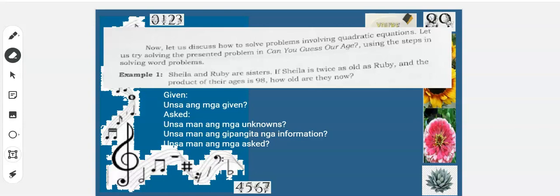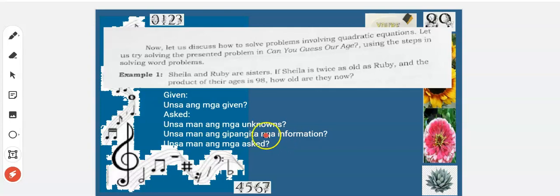So this week, musolve ta og age problems. So here's example number 1. Sheila and Ruby are sisters. If Sheila is twice as old as Ruby and the product of their ages is 98, how old are they now? So let's analyze the problem.